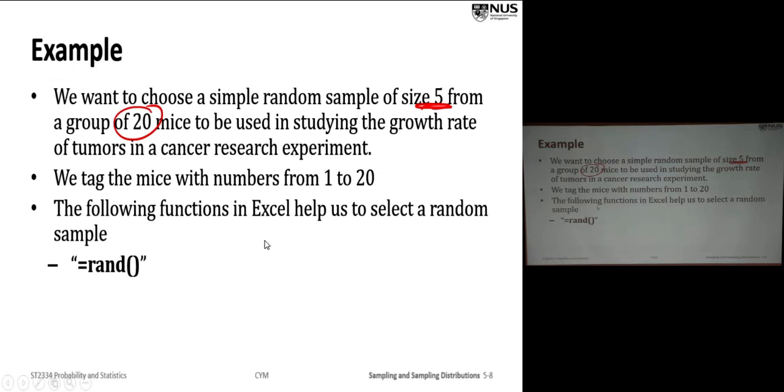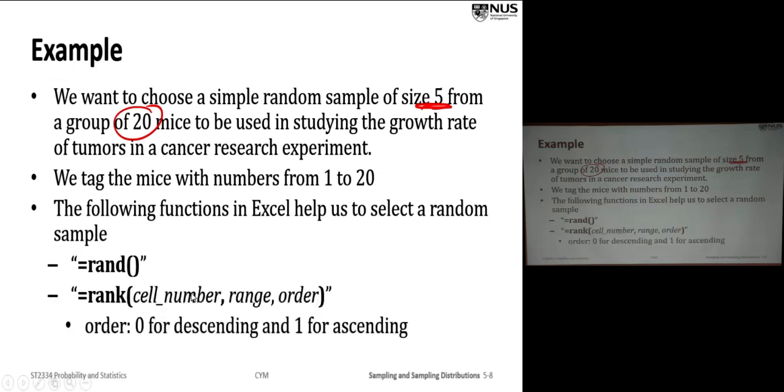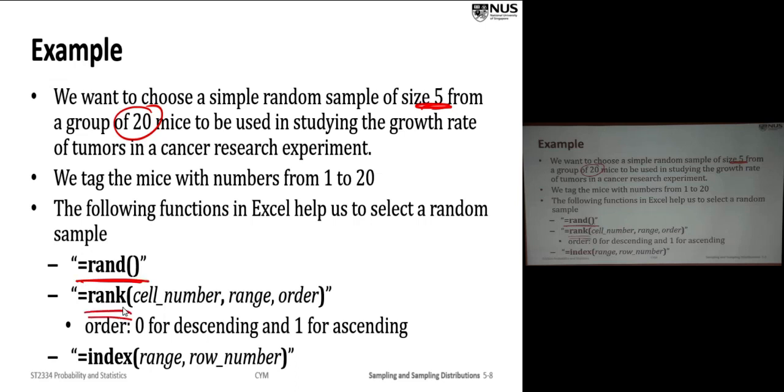All right? So we can use the following 3 statements to do the tagging. This is a function to create random numbers. This is to rank the random numbers. And then we identify them with Index. So what we're going to do is that I have these 20 numbers in one column, and then I rank them. These are the mice, A up to T, for example, 1 to 20.